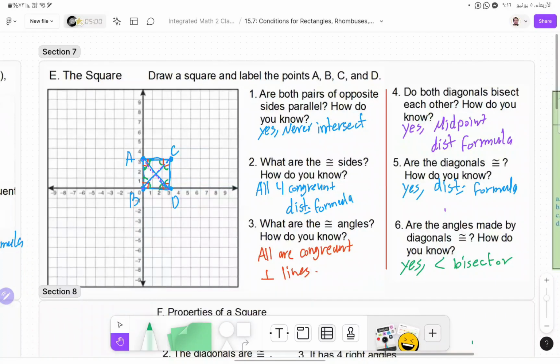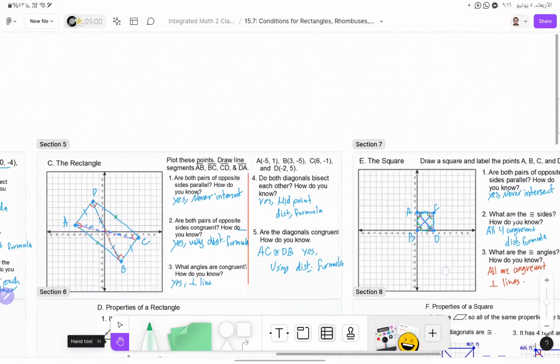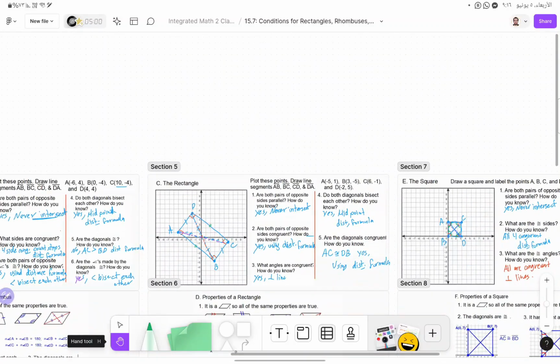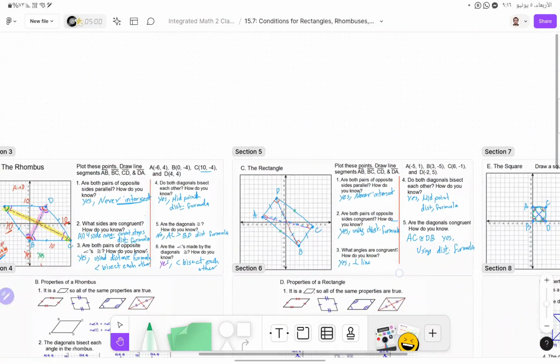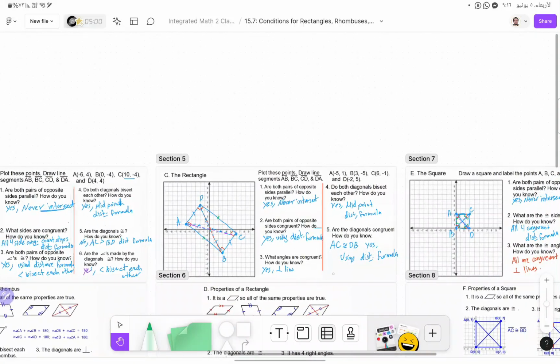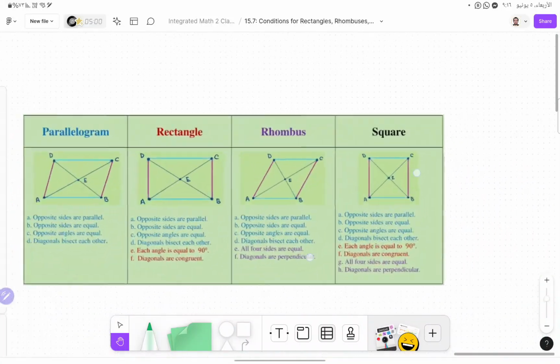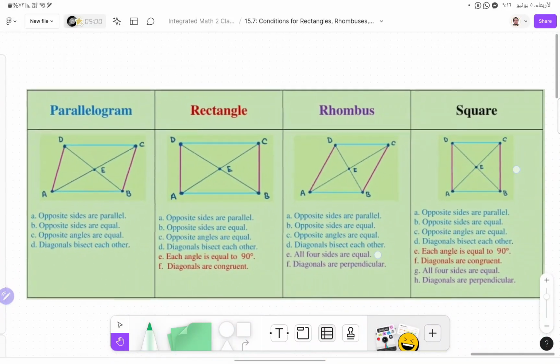Okay, so those are the 3 things that we learned: rhombus, rectangle, and square. And to summarize everything that we just learned, I made a new table for you here to differentiate between them.